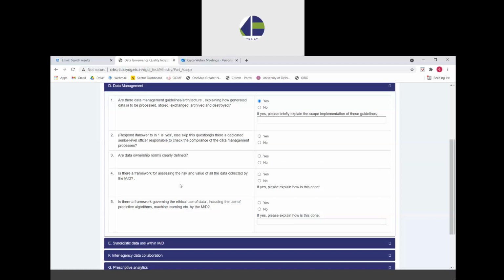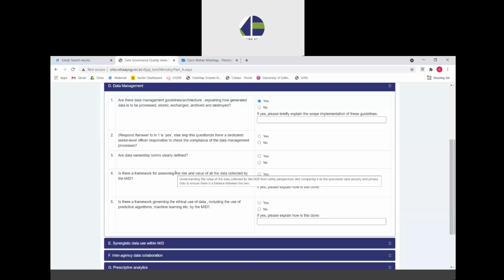The next question is on whether there is a framework for assessing the risk and the value of the data that is collected by the ministry. Whenever any ministry or any entity collects any data, there is some value attached to it, which is basically from its utility perspective, how it will help in decision making or how it will facilitate any other monitoring or administrative activity. That is the value of the data that is being collected. On the other hand, there is also some risk associated with this data. These may be data security related risks.